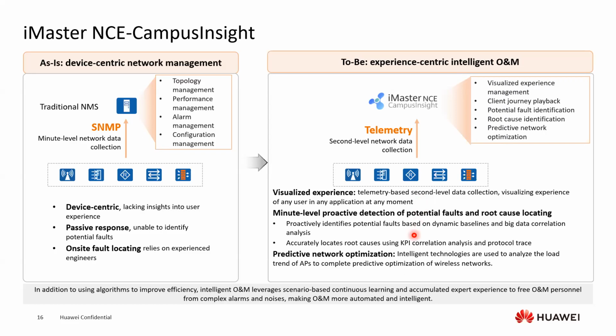And based on these traffic patterns that iMaster NCE-Campus Insight is following, it can give predictive network optimization as well, so that it can load balance the network if required. For example, if there is application data going through aggregation switch 1, but aggregation switch 1 is already loaded, it will automatically pass all the application data through aggregation switch 2 to the user. So the user can get the data in time, and there is no manual intervention required at this stage as well.